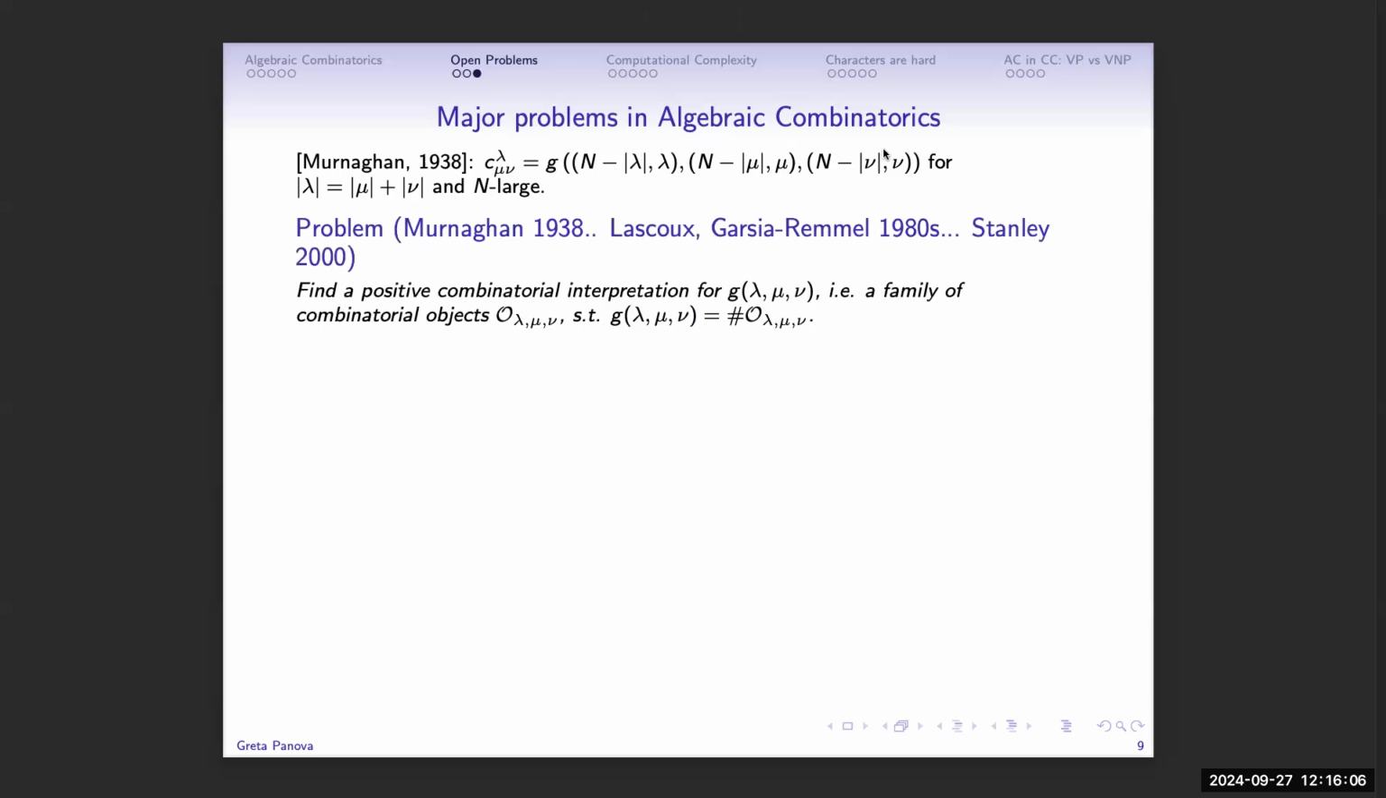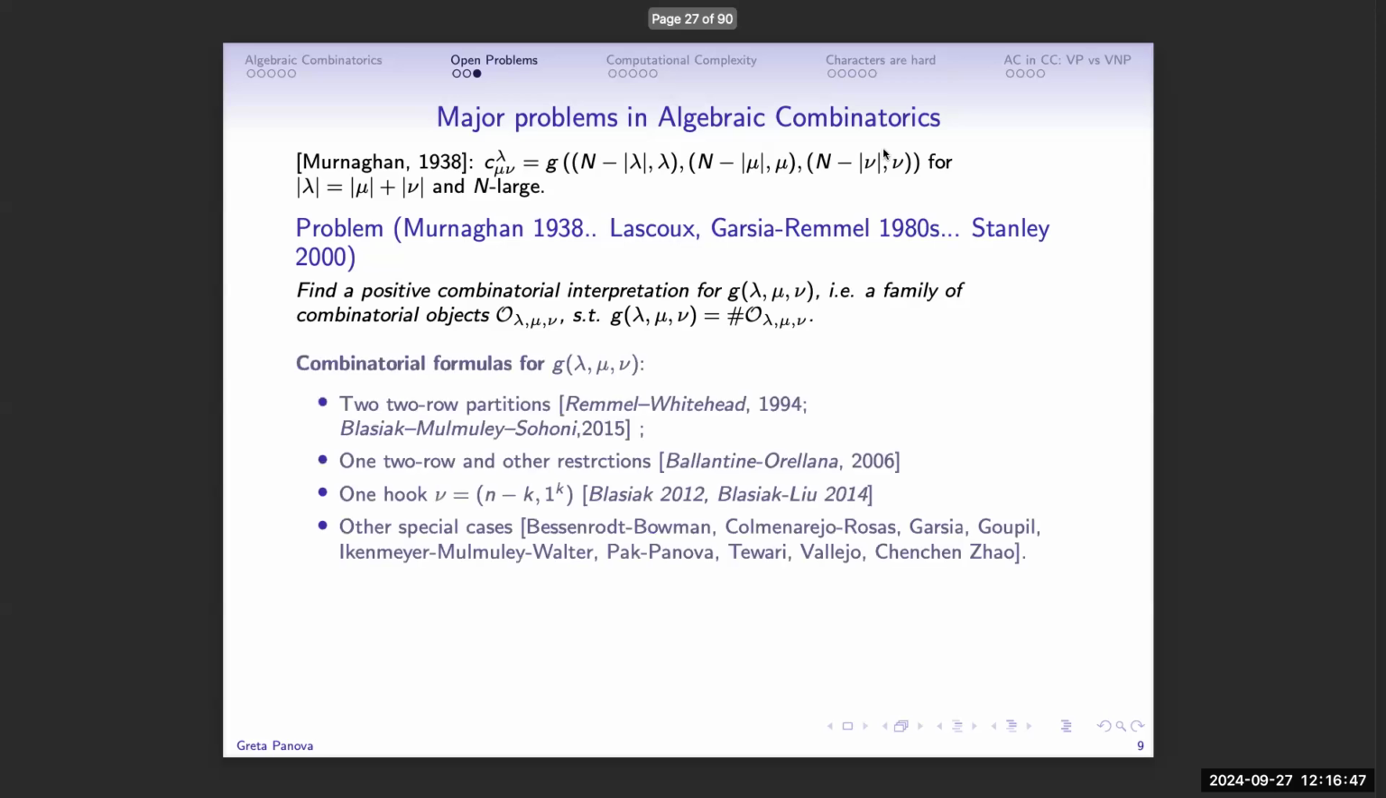And then later on, this problem was taken over by Garsia, Remmel, and Lascoux, and then Stanley put it as one of the open problems, number 10 in his big list of open positivity problems in algebraic combinatorics, just to find some combinatorial interpretation for this Kronecker coefficient. So, I guess there is not going to be a very nice formula, but are they at least like the Littlewood-Richardson? Are they counting some nice tableaux or whatever, some kind of objects? And what are these objects, if this is the case?